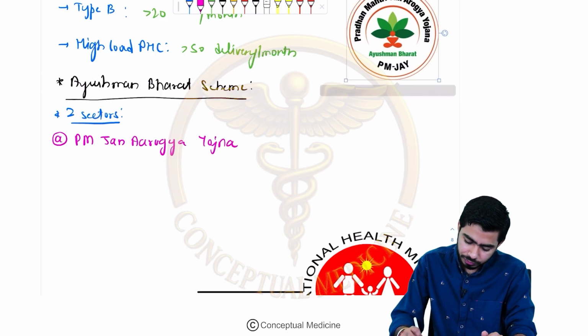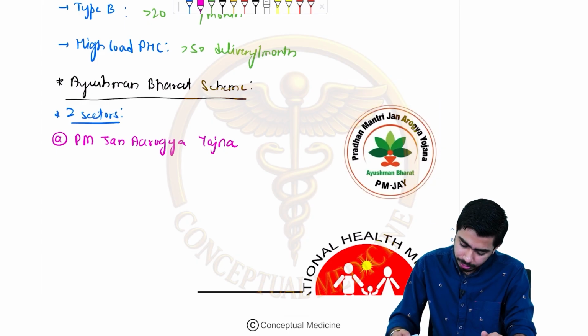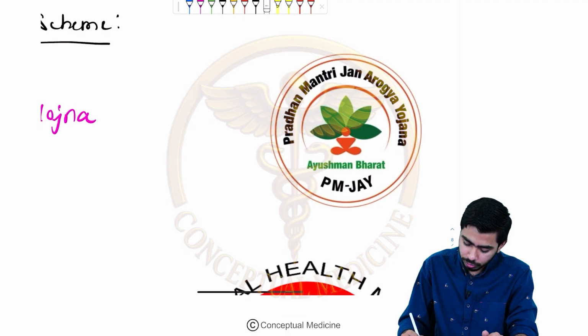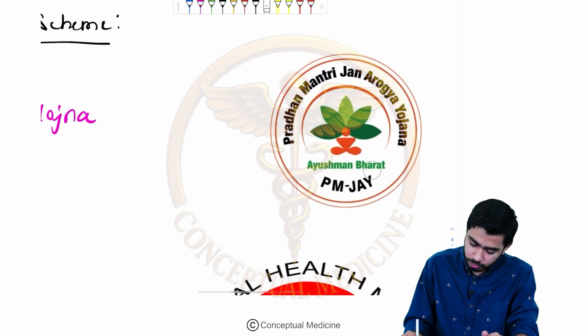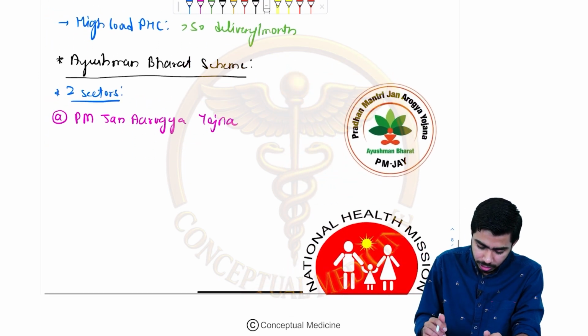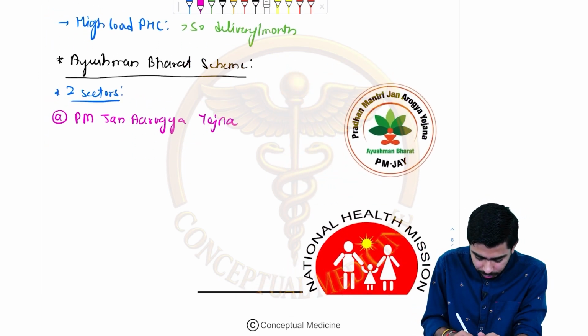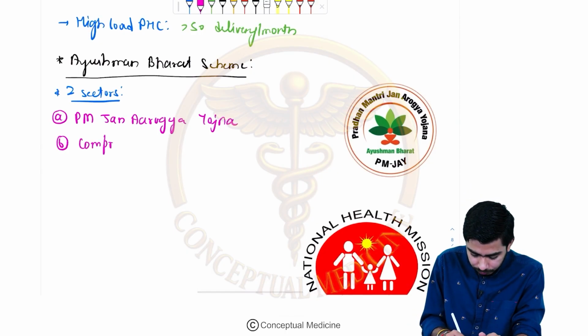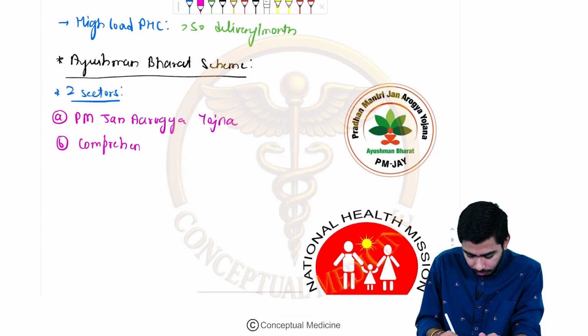Here is the logo of the PM Jan Arogya Yojana, right? What you are seeing here is the Pradhan Mantri Jan Arogya Yojana. This logo might be asked, this is the Ayushman Bharat logo, okay? It is very, very important for exam purposes. So, PM Jan Arogya Yojana. The second one we have is the comprehensive primary health care.